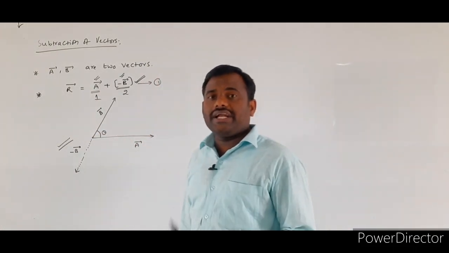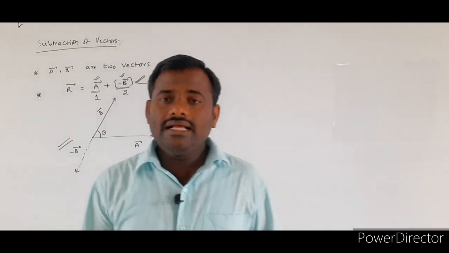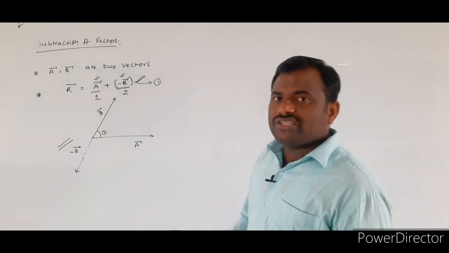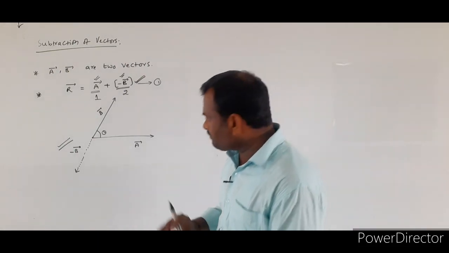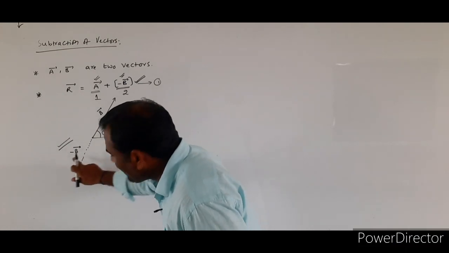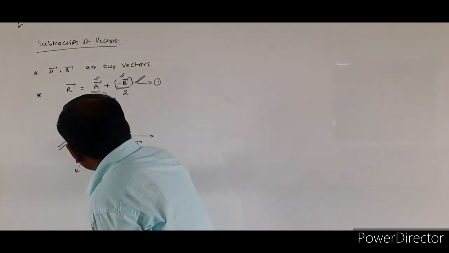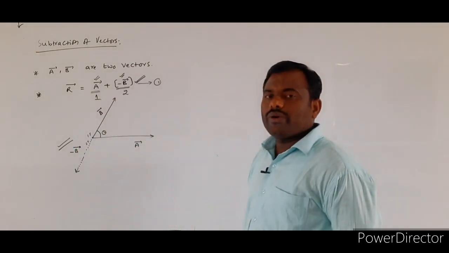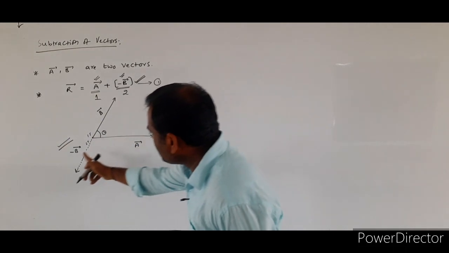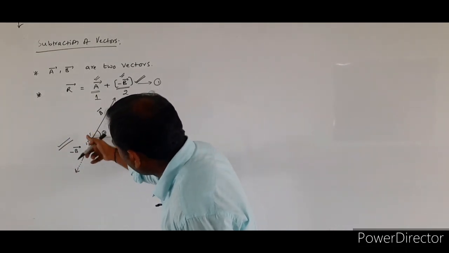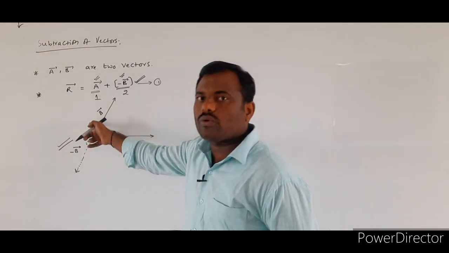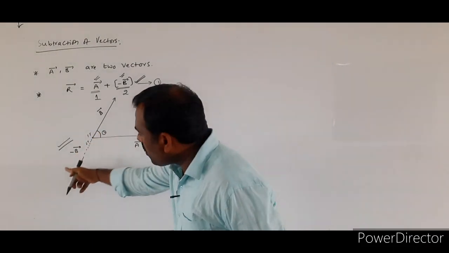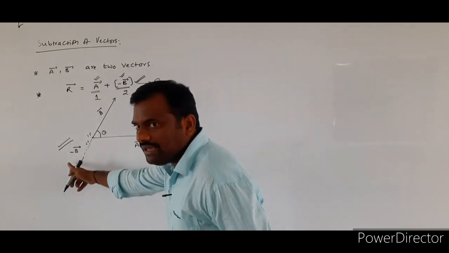Next, what is the second condition? In the second condition, the head of the first vector must be joined with the tail of the second vector. If you look at these two vector quantities, the tail of the first vector and the tail of the second vector coincide. This is the first vector, this is the second vector. Their initial points coincide, which means their tails coincide. So by using this representation, we can't add A bar and minus B bar.